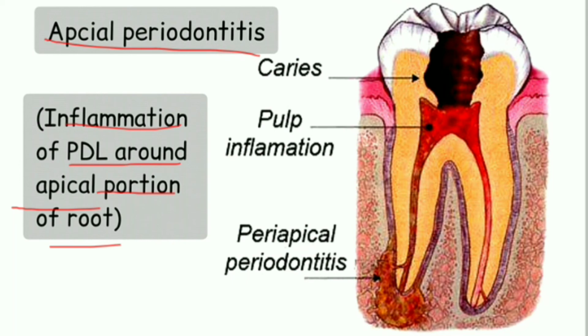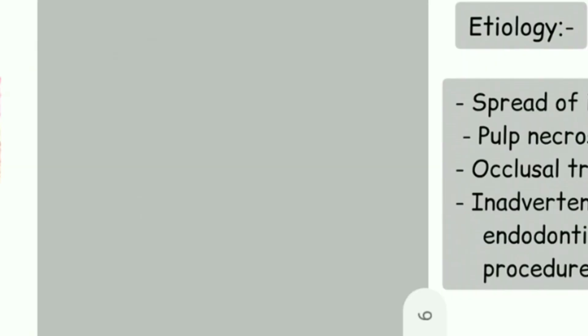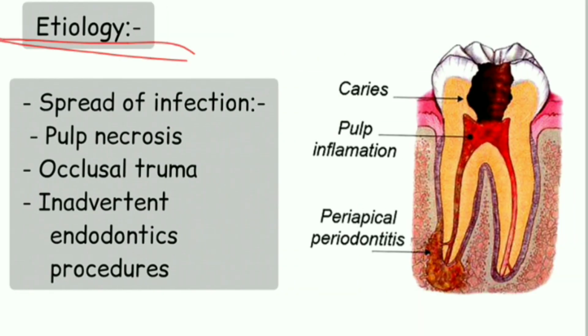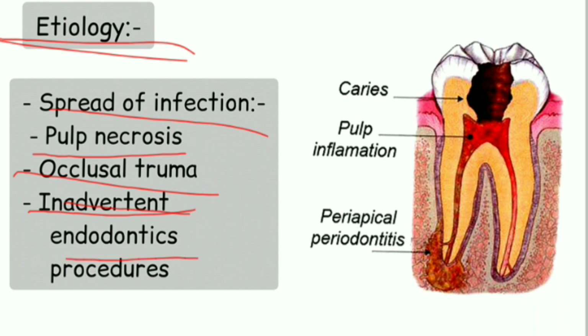So how does it happen? Initially you can see there is caries in enamel, then caries in dentine, then it reaches the pulp and causes necrosis of the pulp, and finally it reaches the pulp apex and involves the PDL space, and finally there is an inflammation of PDL and it causes apical periodontitis. So here is the etiology. Spread of infection can be from pulp necrosis, occlusal trauma, or inadvertent endodontic procedure. So these are all the causes.